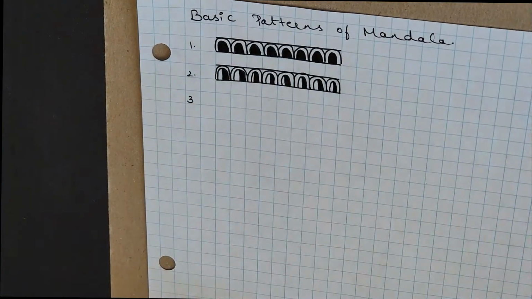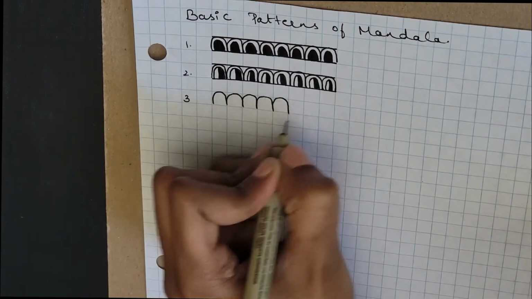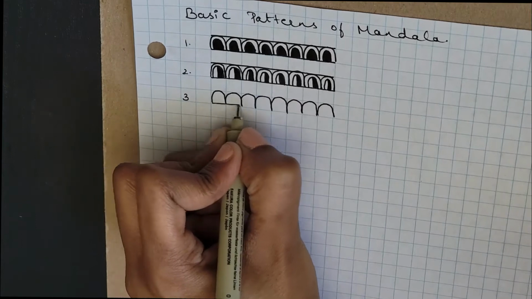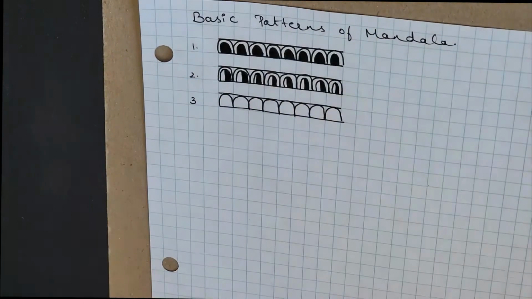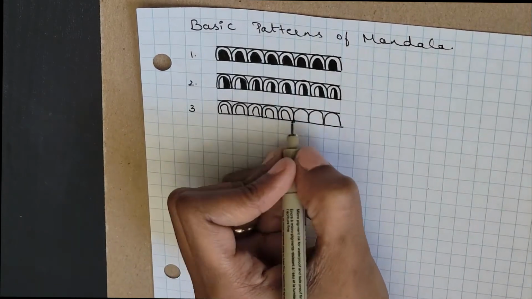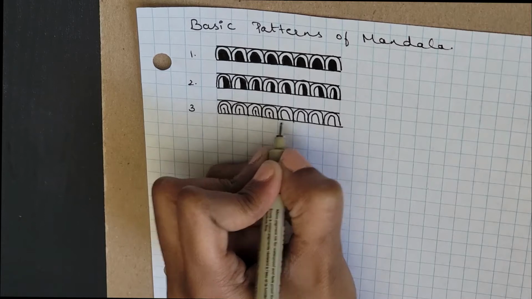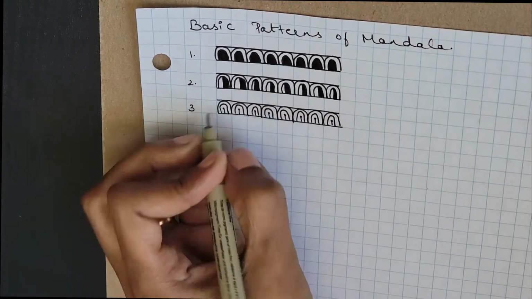For the third pattern, draw inverted U shape. Now draw the border line and the inner line. And add dot and a straight line in the middle.